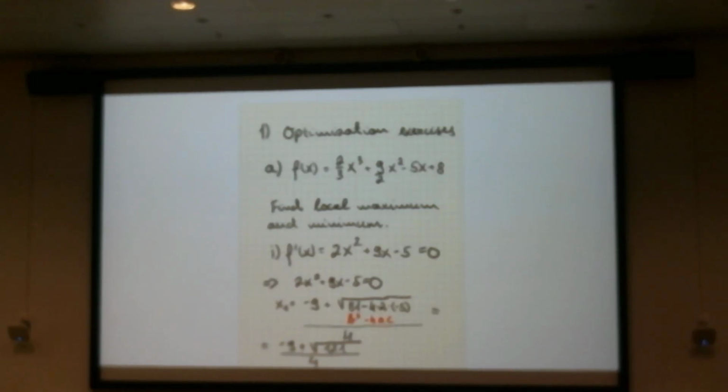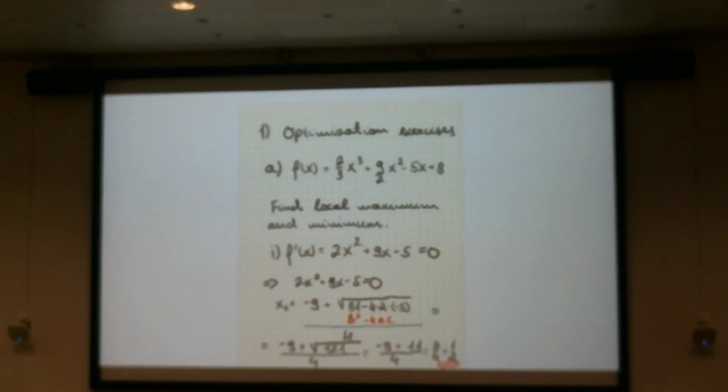That's the first solution. So minus 9, and the square root of 121 is very nice, it's just 11, and I divide it by 4. So minus 9 plus 11 is 2, divided by 4. We have 2 over 4 equals 1 over 2. So one critical point is at 1/2. We immediately see that we're going to have two critical points.